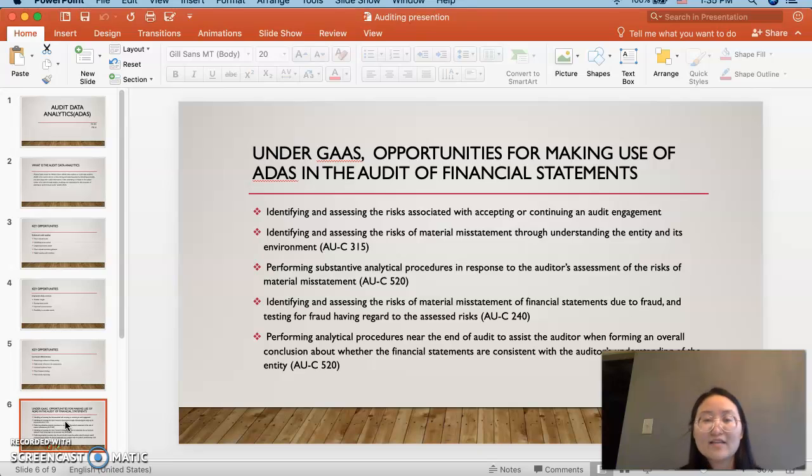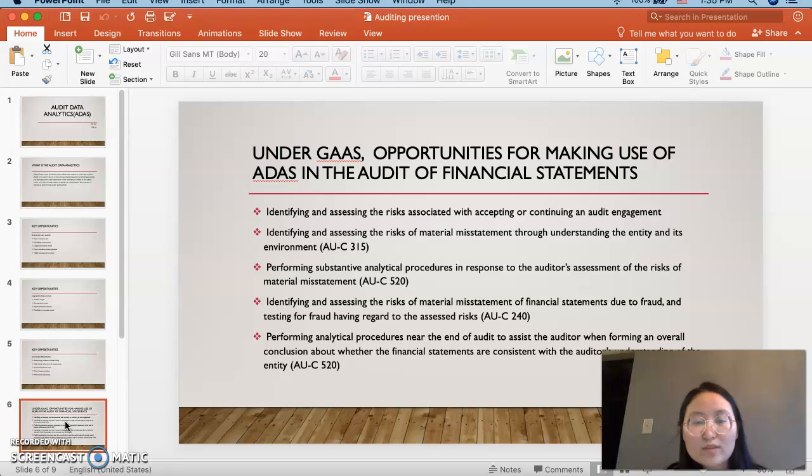Okay, under GAS, opportunities for making use of ADAs in the audit of financial statements. So first, identifying and assessing the risk associated with accepting and continuing an audit engagement, for example, the risk of bankruptcy or high-level management fraud. Second, identifying and assessing the risk of material misstatement through understanding the entity and its environment.